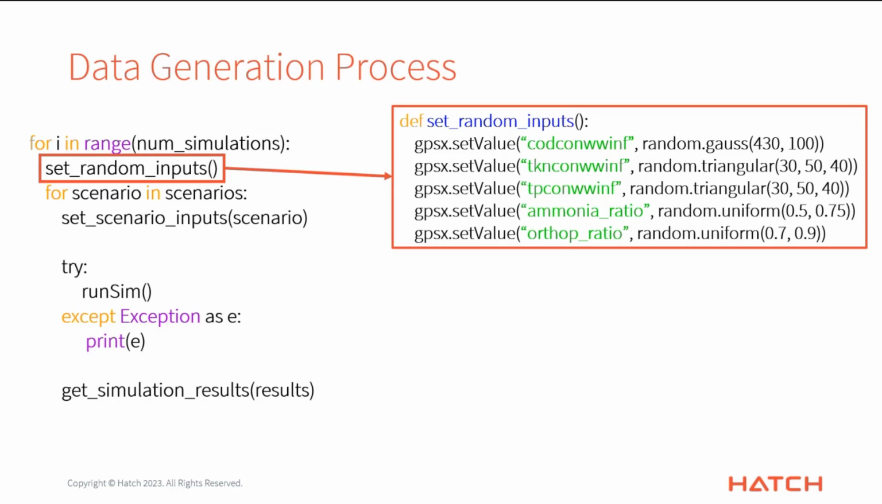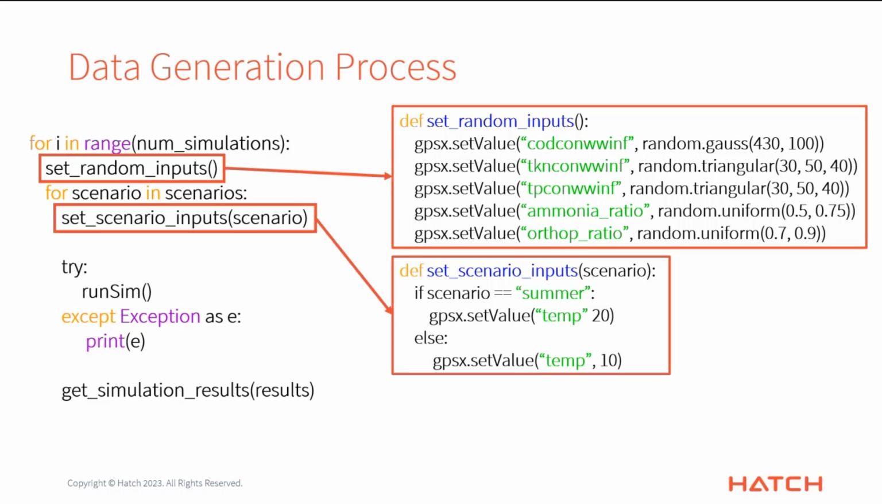After we set our random inputs, we're going to cycle through both of our scenarios, our summer and winter scenario. The reason we're setting our random inputs first is we want to ensure that both scenarios see the exact same set of random inputs, so we have a one-to-one comparison. For our scenarios, we're going to use what we're calling a set scenario inputs function, where we provide the scenario that we're currently running. Since this is just a very simple example, all we need to specify is what our influent temperature is going to be, and that's entirely dependent on the scenario we're running.